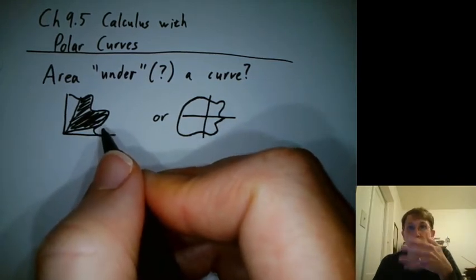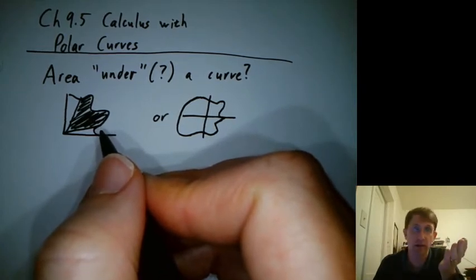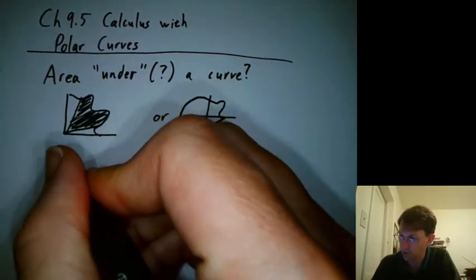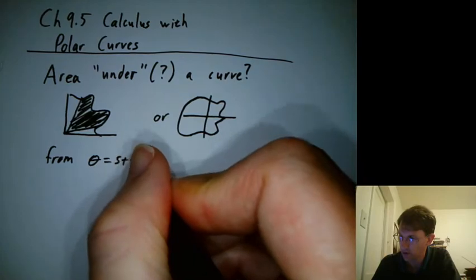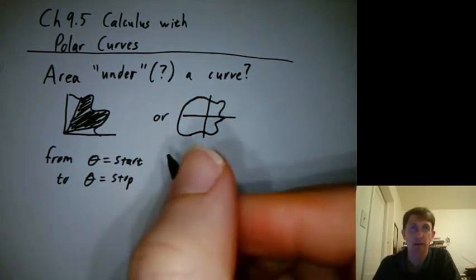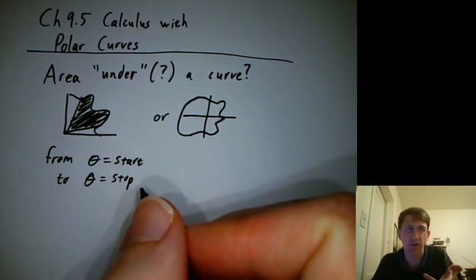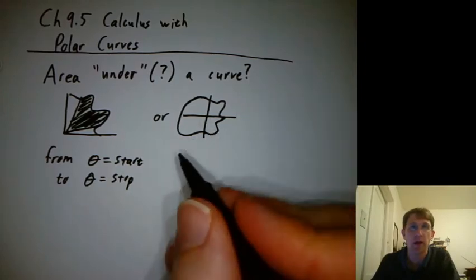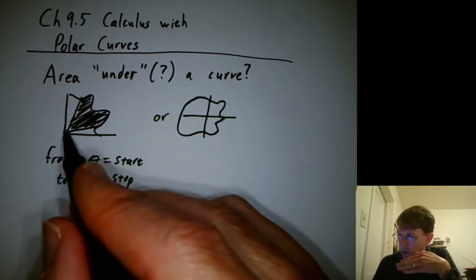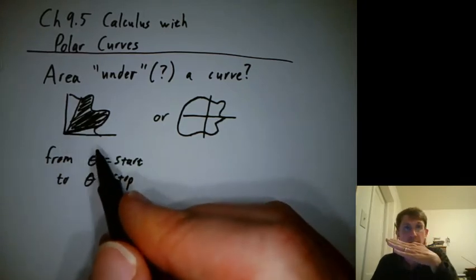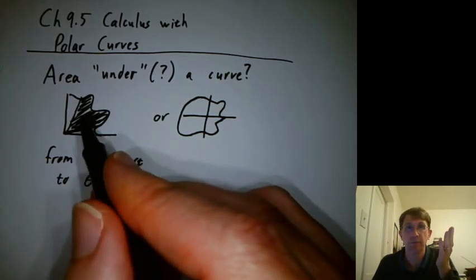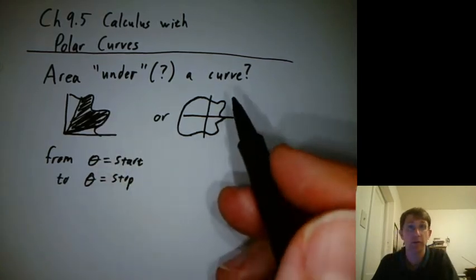So in rectangular coordinates, we start with x equals this, go to x equals that. Here we're starting at one theta and going to another theta. So we can say from theta equals some starting value to theta equals some stopping value, because we're treating theta as kind of our independent variable. So that's one way to think of it. And then we're just saying what area is contained between that initial ray at theta equals start, and the final ray at theta equals stop, and the polar curve is the boundary.